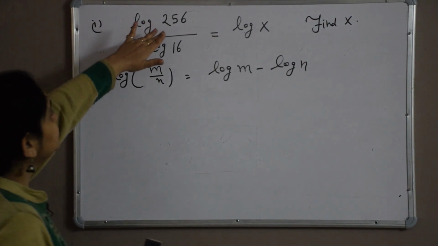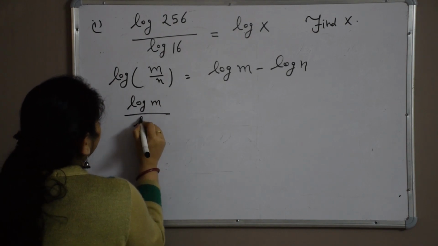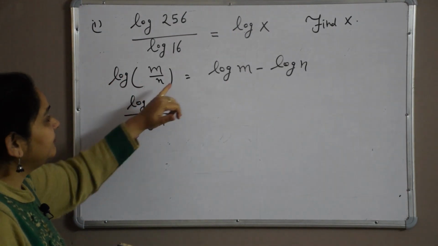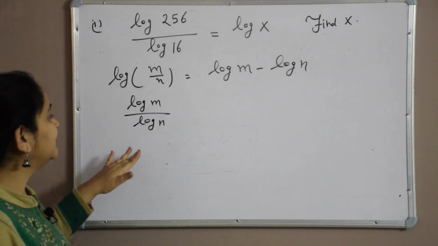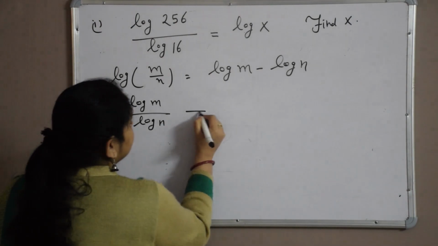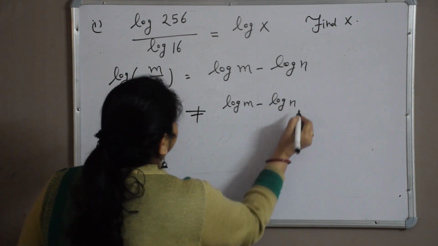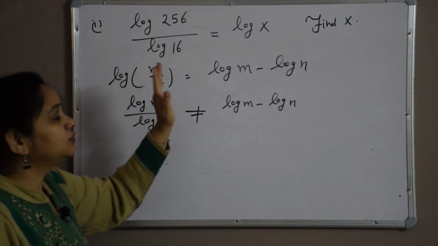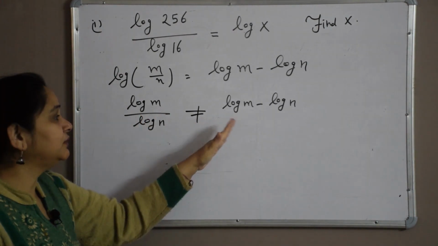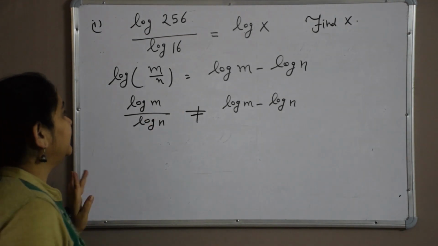here it is log of 256 divided by log of 16, that is, it is like log of m divided by log of n. So these are different things. Log of m by n we can write like this, but log of m divided by log of n is not equal to log of m minus log of n, and this is the common mistake that is done by most of the students. So you have to be careful that log of m by n equals log of m minus log of n, but log of m by log of n is never equal to log of m minus log of n. So this mistake you should not commit.